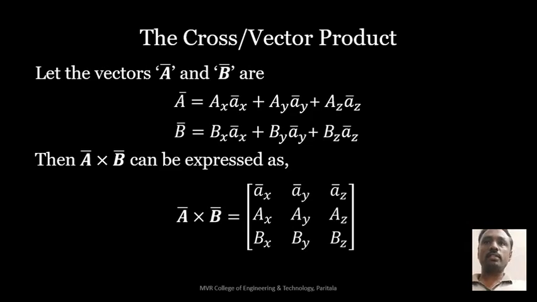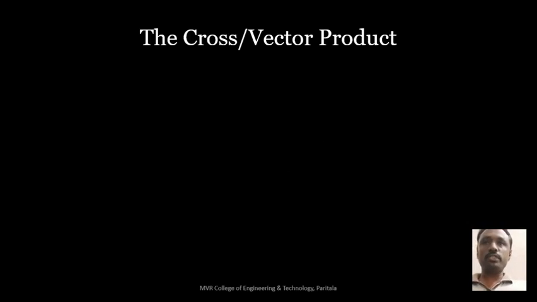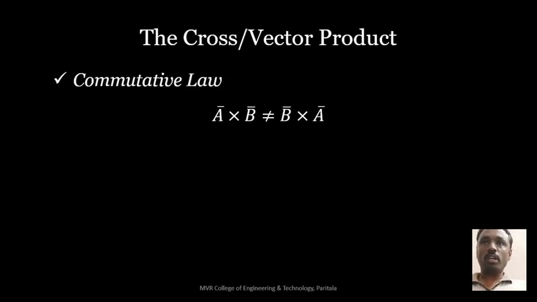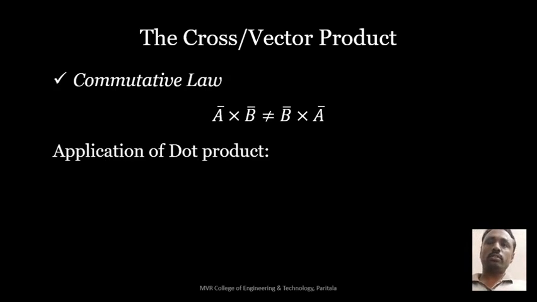So the next one is commutative law. We already discussed about this. Vector product or cross product cannot follow the commutative law. So then what are the applications of cross product? So here the great mistake, it was cross product. Make it change it to cross product.